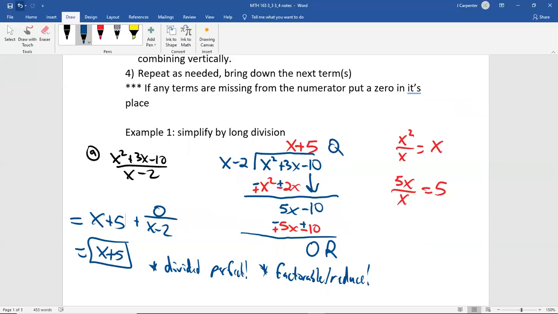So as I pointed out before I started this problem, a lot of students would go, oh, a rational, factor and reduce it. But I said not every rational factors and reduces. That's the whole point of long division, a way to kind of split things up if they don't factor or if they do factor and they don't reduce.